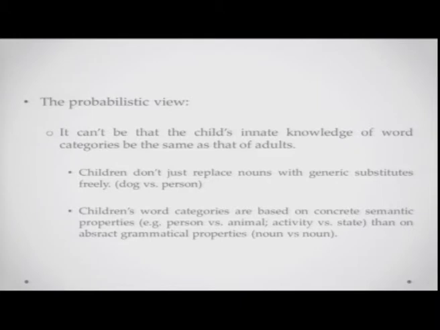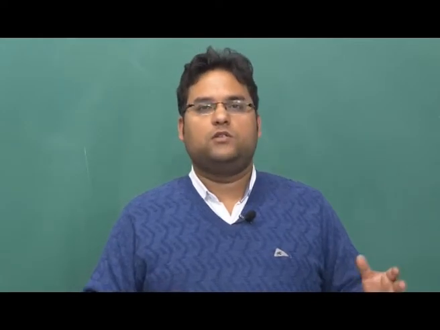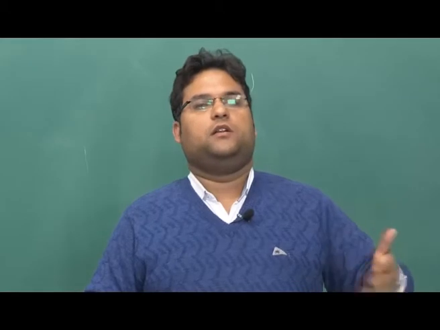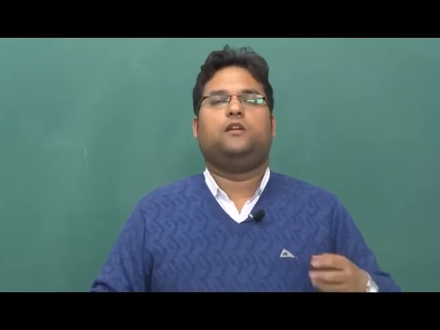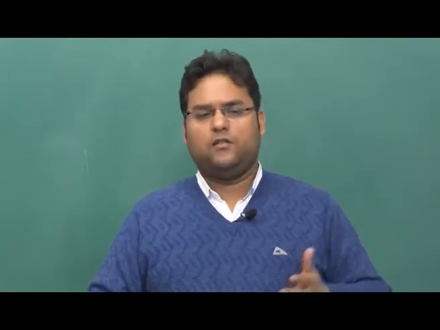So, the probabilistic view kind of says that, and there is evidence for the fact that they are not using it like that, because they don't really use nouns with generic substitutes. Say for example, they don't use dog and person in the same way, or they don't use fruit and banana in much the same way. These are types and tokens and those kind of things.